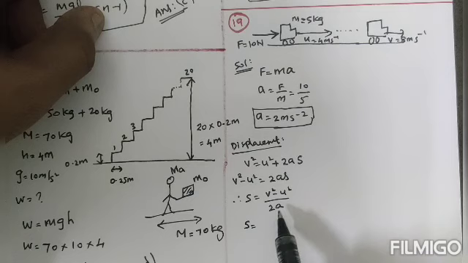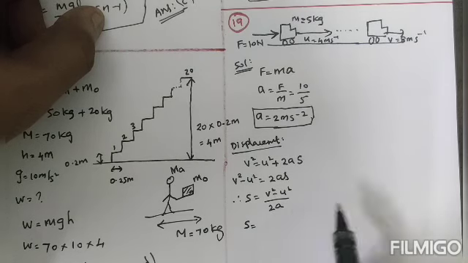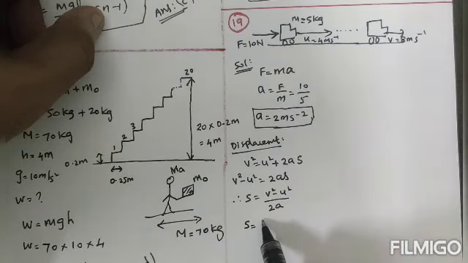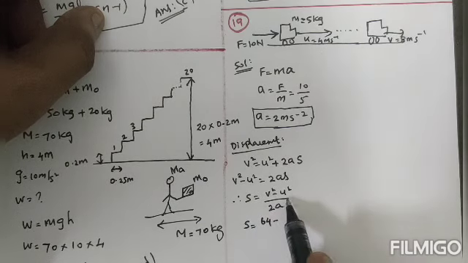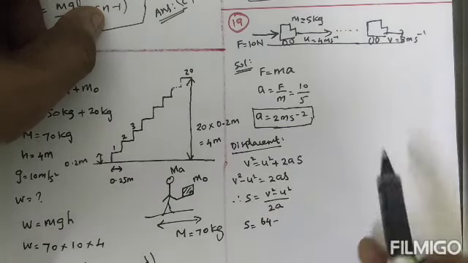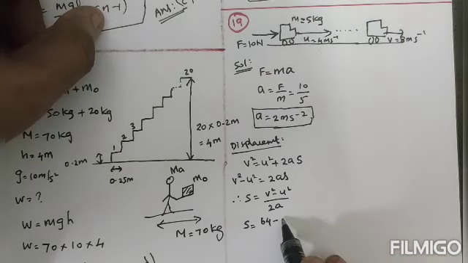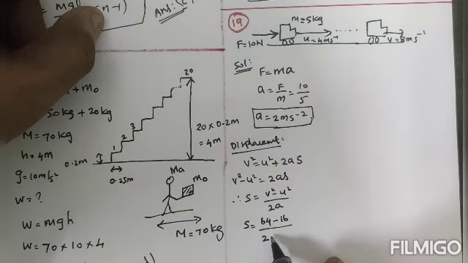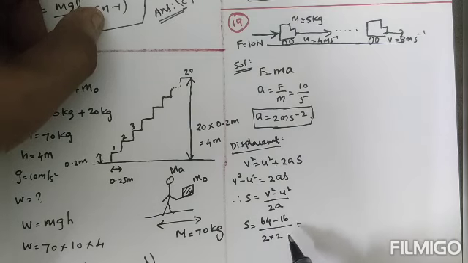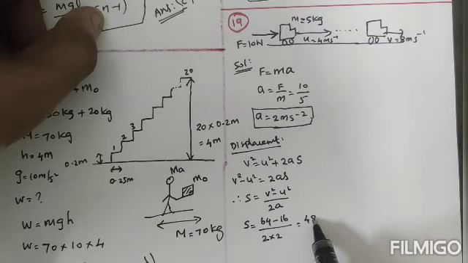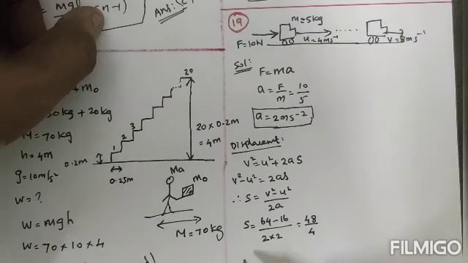So just now I apply the values. s is equal to v squared; v is the final velocity, 8. So 8 squared is 64 minus u squared; u is the initial velocity 4, so 4 squared is 16, divided by 2 into acceleration. Acceleration we already found as 2. Therefore 64 minus 16 is 48. So 48 divided by 4 is equal to 12. So 12 meter. We found displacement is 12 meter.